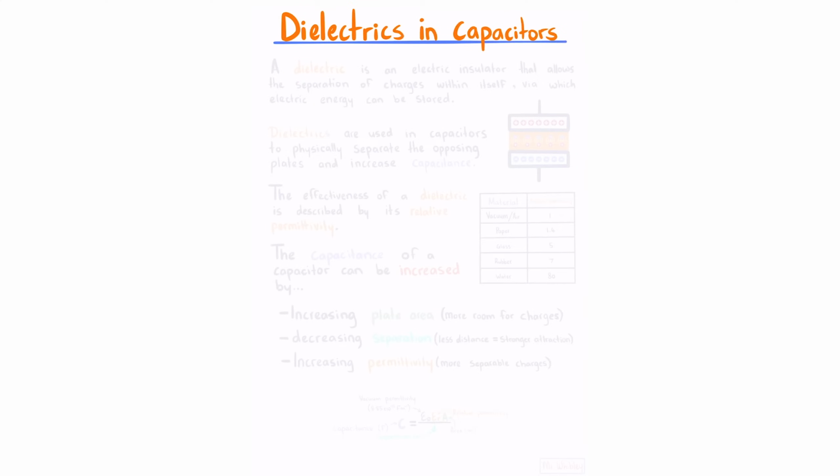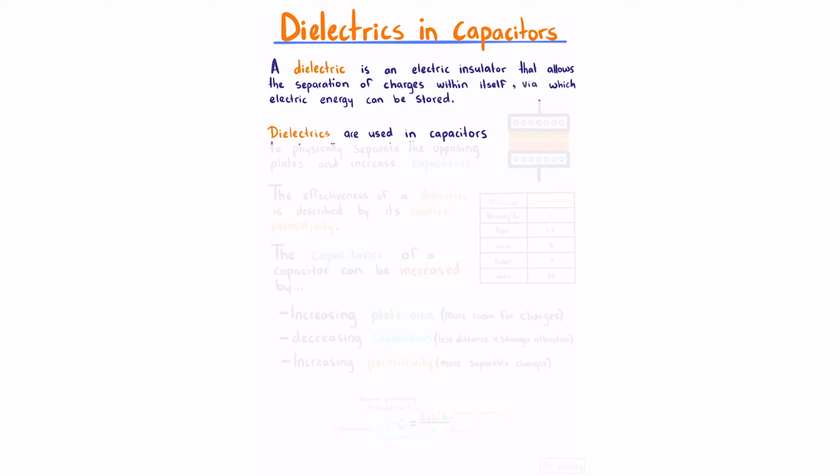Dielectrics in capacitors. A dielectric is an electric insulator that allows the separation of charges within itself, via which electric energy can be stored. Dielectrics are used in capacitors to physically separate the opposing plates and increase capacitance. So if we have our parallel plate capacitor here with our positive plate and our negative plate, we can place a dielectric substance in between, and the resulting electric field stretches those charges apart.